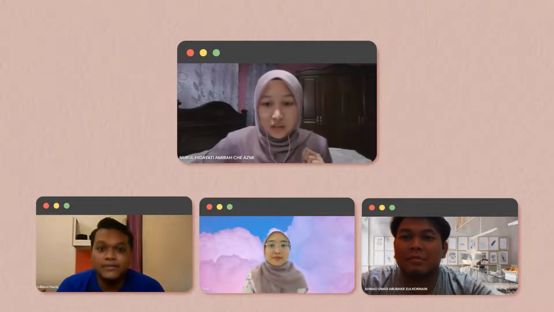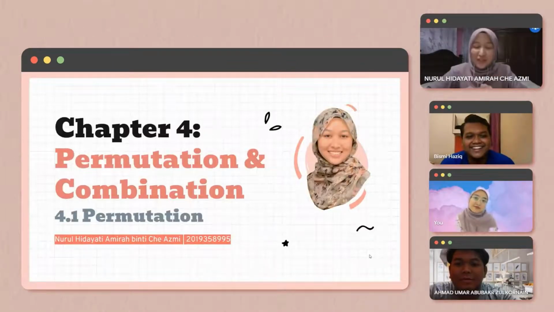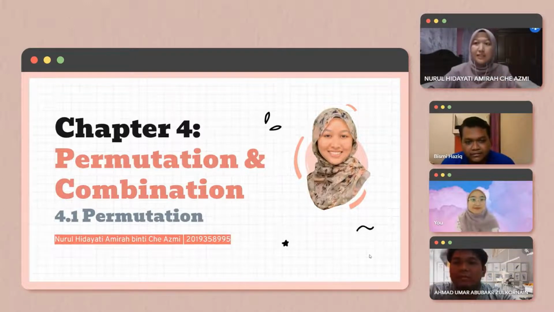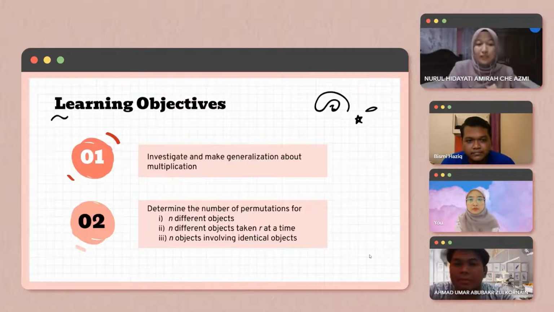Now I want to show my slide. Okay, so today we are going to cover chapter 4, like I said just now, which is about permutation and combination. And since we only have 30 minutes for today's class, I think we only cover 4.1, which is permutation. Today's learning objectives, there are 2: to investigate and make generalization about multiplication, and to determine the number of permutations for 3 situations, which are n different objects, n different objects taken r at a time, and n objects involving identical objects.